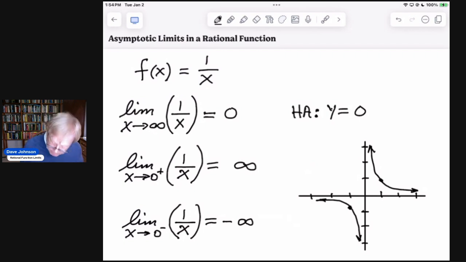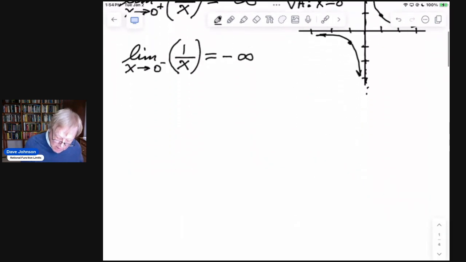And so the vertical asymptote here is your y-axis. And so let me write the vertical asymptote is x equals 0, because x equals 0 is the equation of a vertical line, and in this case, the y-axis. Okay, well, let's take a more complicated example.